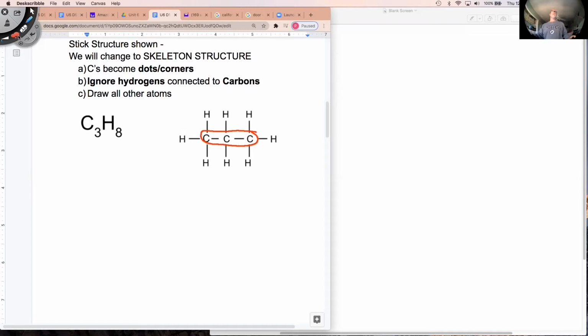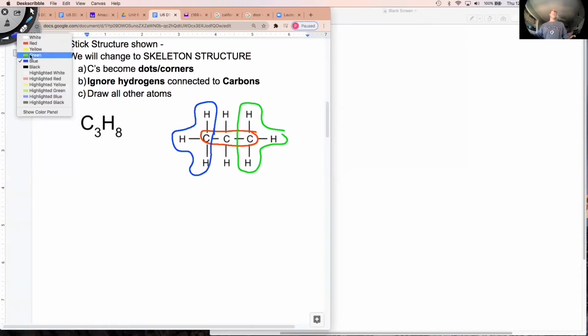And then I'll change each color as we go. You can see that this green carbon here is connected to these 3 hydrogens. And then the other carbon on the other side, this blue one, is connected to those 3 hydrogens. And this carbon in the middle, we'll call that the yellow one, is connected to 2 hydrogens. So you can see these 2 hydrogens are connected to that carbon.